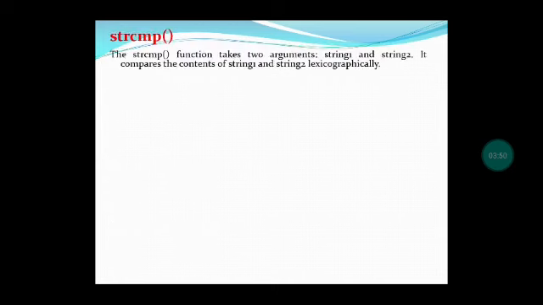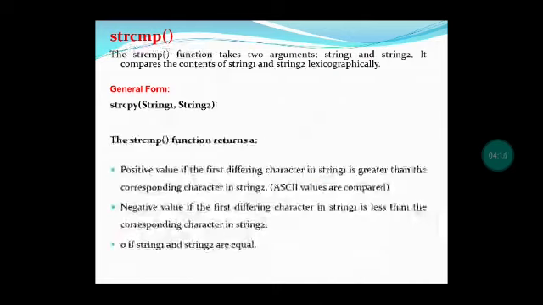Next function is the string compare function. Here two arguments have been used, string 1 and string 2. We are comparing string 1 and string 2. First, let us see the general form of the string compare function. That is string compare of string 1 comma string 2. Here the general form has not changed. Here it has to be string compare, CMP. And the example for string compare will be given in the next slide.